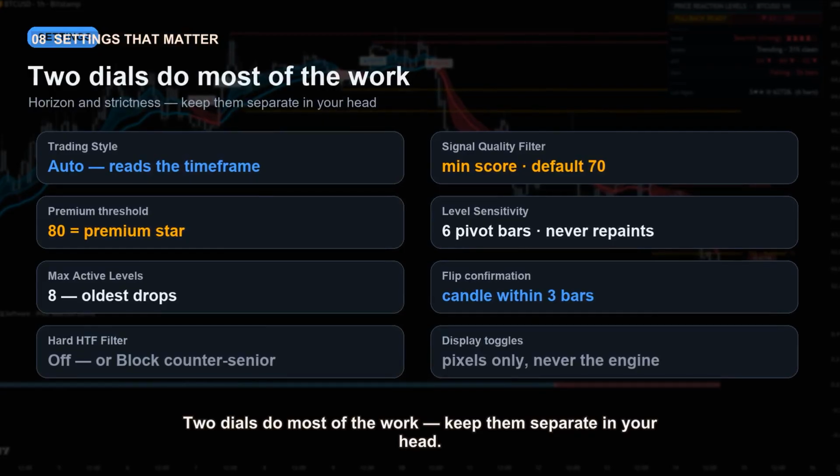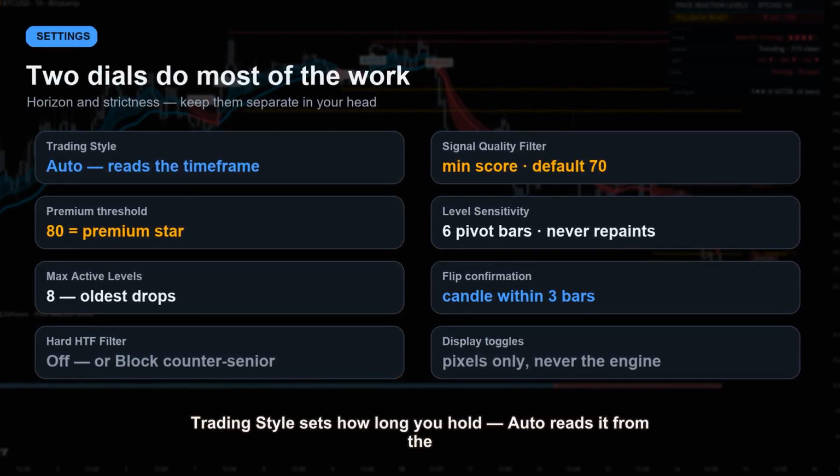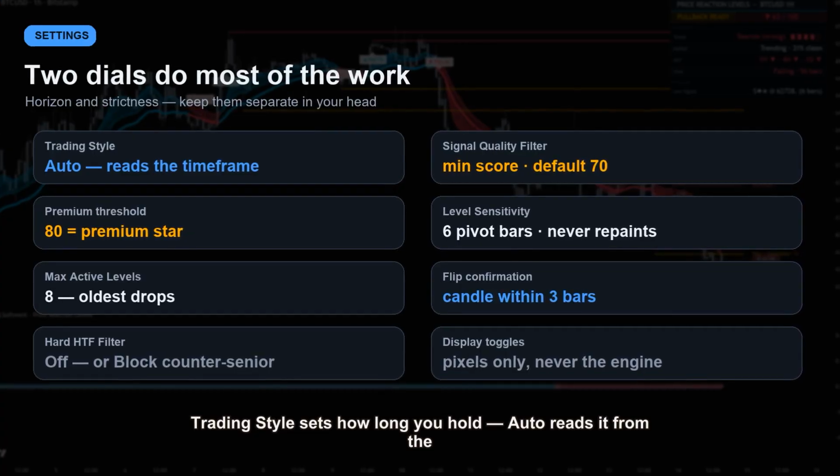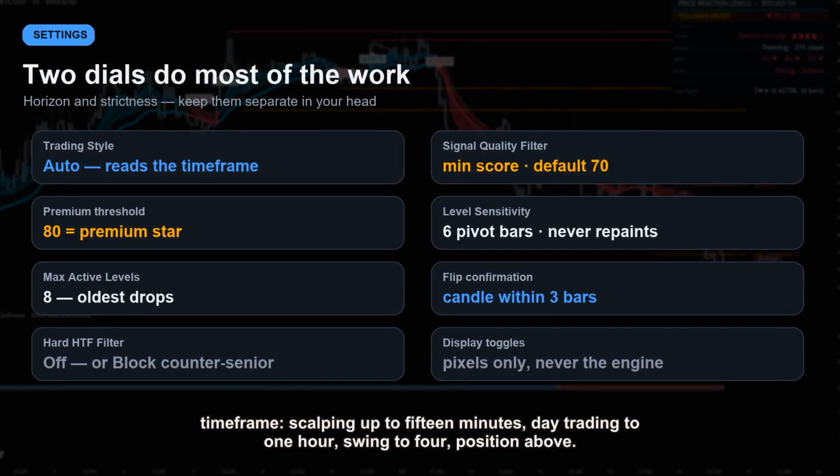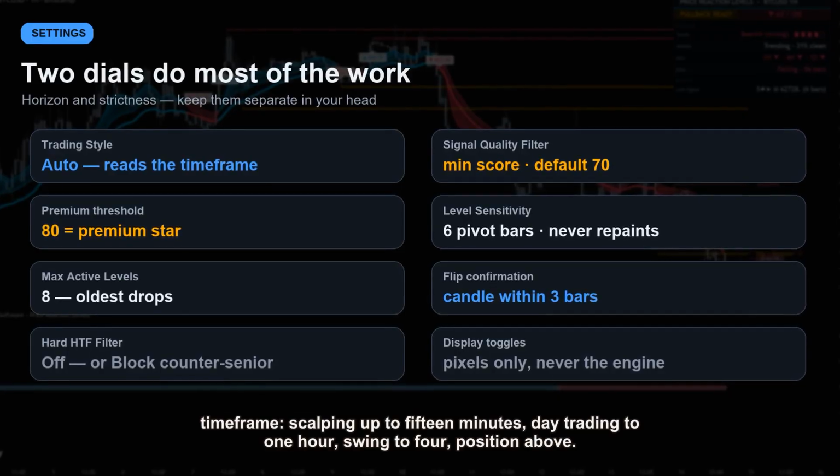Trading style sets how long you hold. Auto reads it from the time frame. Scalping up to 15 minutes. Day trading to 1 hour, swing to 4, position above.